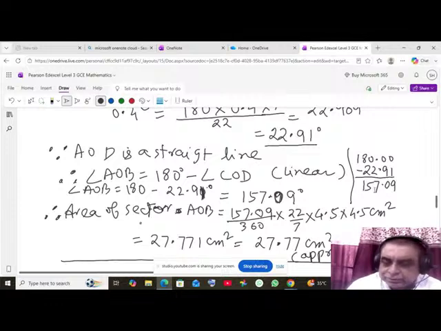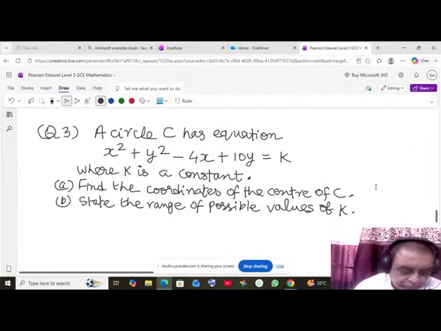AOB. Sorry, area of the sector AOB. Now we are moving to question number three. In this question, it says a circle, denoted by the letter C. The equation of the circle is given: x squared plus y squared minus 4x plus 10y is equal to k, where k is some constant. Find the coordinate of the center of C.